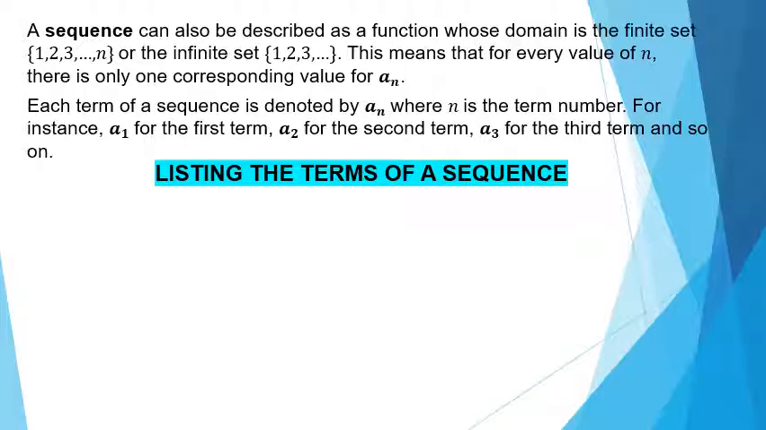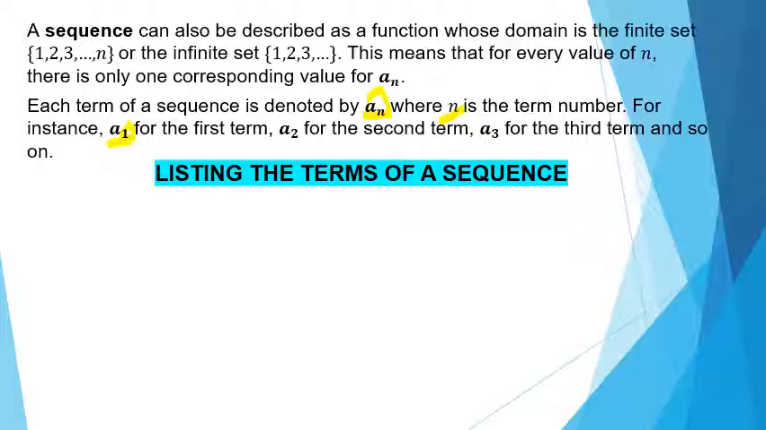Each term of a sequence is denoted by a sub n, where n is the term number. For instance, a sub 1, 1 dito ang ginamit ha, for the first term. A sub 2 for the second term. A sub 3 for the third term, and so on.